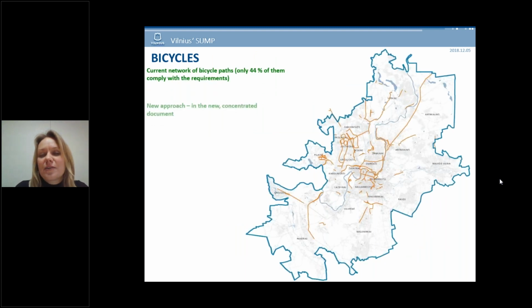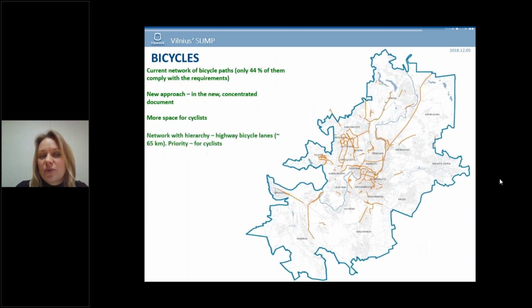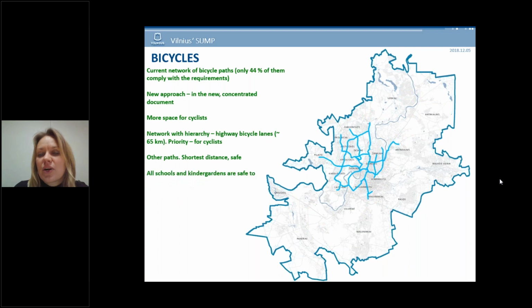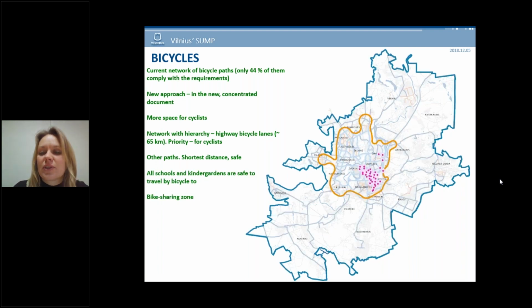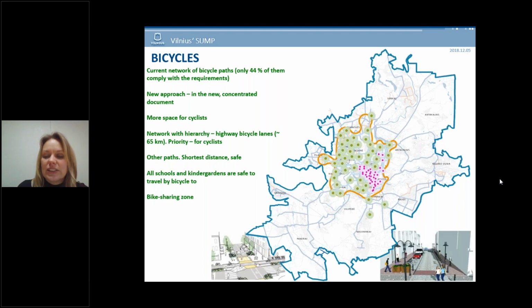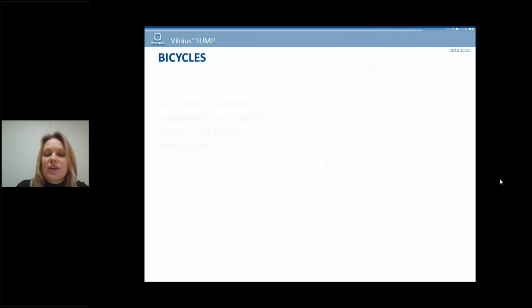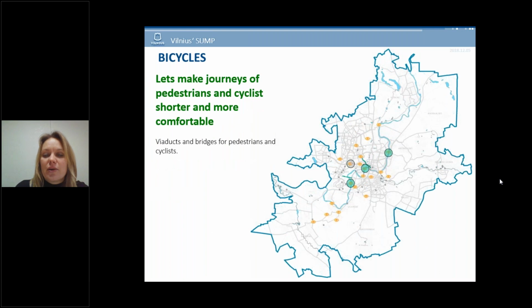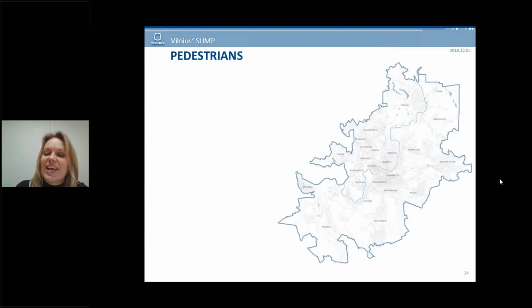So of course we had suggestions and solutions for the bicycle network and for expanding the shared bicycle system, which already exists. I cannot go faster because of the animation.